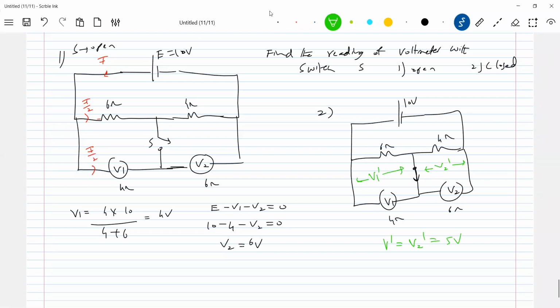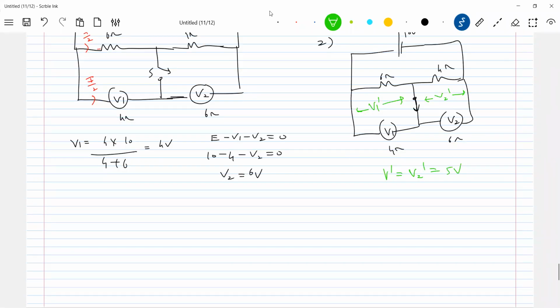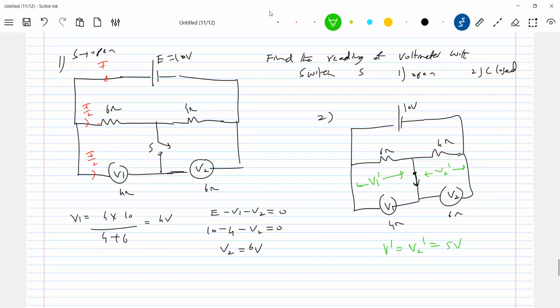After closing the switch, both the voltmeters will read the same value. Because the effective resistance you see, 6 parallel to 4, is 2.4 ohm, and this will also be 2.4 ohm, and they are in series. So drops will be equal, and both voltmeters will read the same value. So nothing to do with the galvanometer or all that particular thing. Just directly bring the idea of voltmeter and get into the problem.